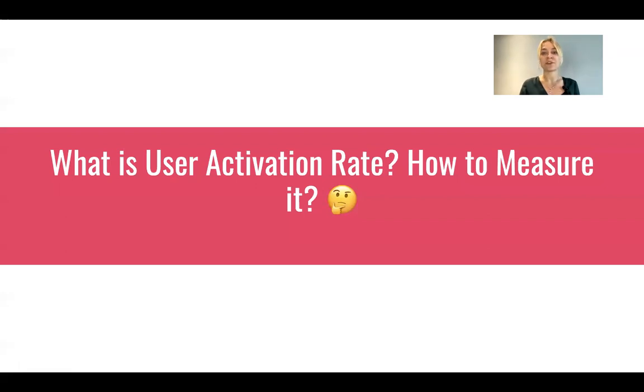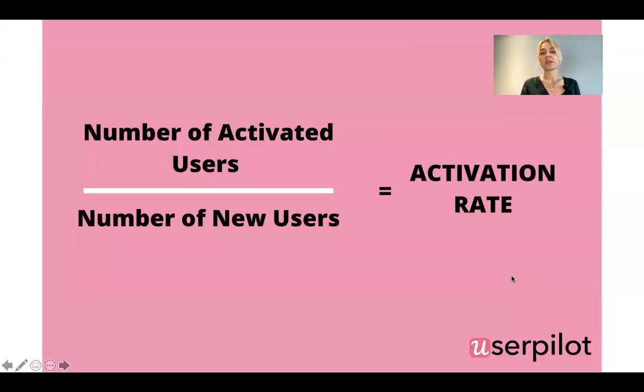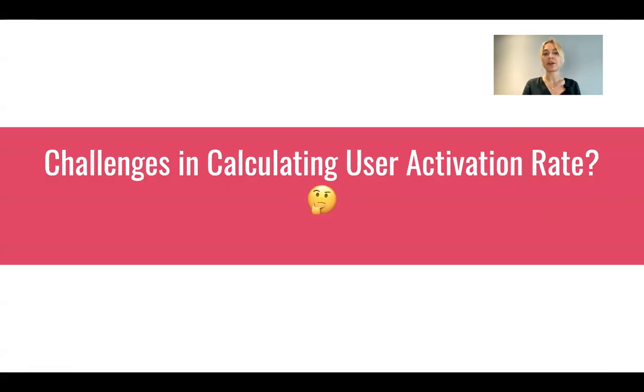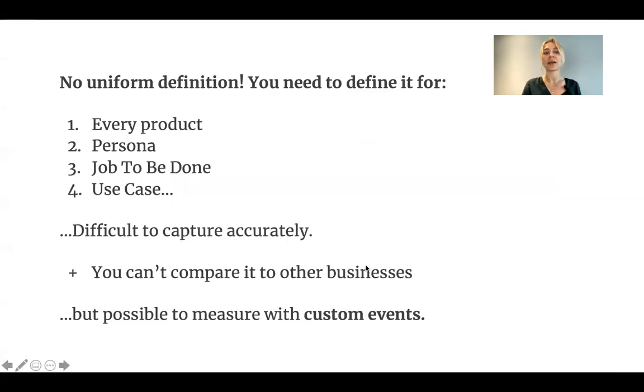What is user activation rate and how to measure it? Quite obviously, the number of activated users divided by the total number of users in a particular period of time equals activation rate. But that becomes a bit more complicated when you account for the fact that the definition of activation differs for every persona, every product, every plan of your product, job to be done, and use case. So you would need to run this calculation for each of the different segments for which you defined activation differently.